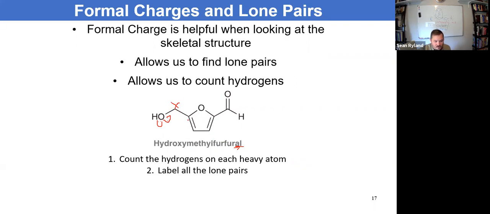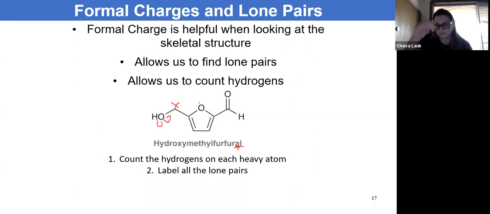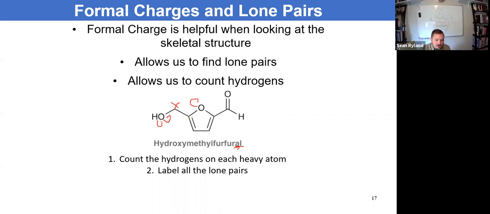Any lone pairs or any hydrogens on this carbon here? I already said carbon's not going to have any lone pairs unless it's got a charge. This carbon already has four bonds, so no hydrogens here. Any hydrogens or lone pairs on this oxygen in the middle? Two lone pairs. If there's no charge on an oxygen, it's got two lone pairs. So might as well do the other oxygen while we're at it, right? Two bonds to the oxygen, no charge on it. Therefore, there's two lone pairs.